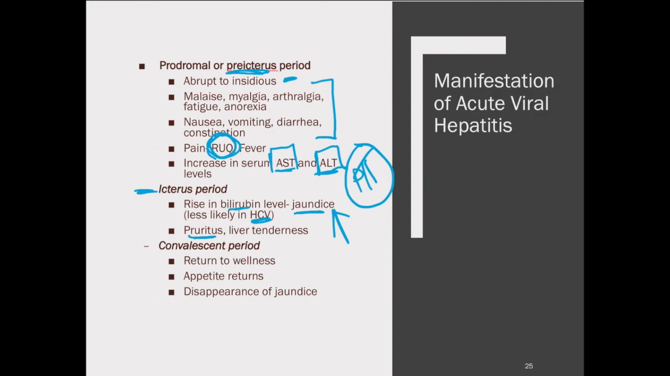Those are just huge signs that somebody has a problem with their liver. And remember that one of the best places to check for jaundice is not just the skin, but the sclera of the eyes. The sclera turn yellow. It's very obvious. It's an easier catch. And then we have our convalescent period. This is when we're returning to normal, our appetite returns, and the jaundice disappears.